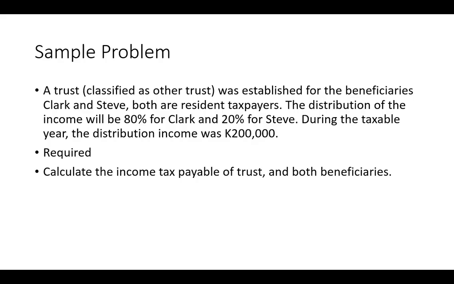The distribution of the income will be 80% for Clark and 20% for Steve. During the taxable year, the distribution income was 200,000 kina. We're required to calculate the income tax payable of the trust and both beneficiaries. Now, because this is classified as other trust, the percentage of the rate will be 28% as per IRC's website.